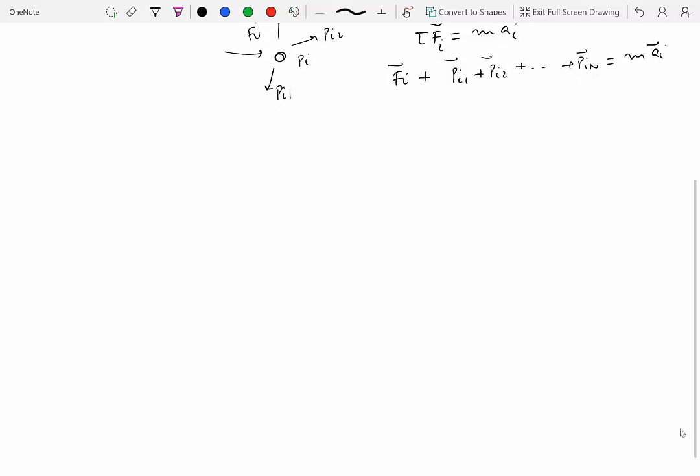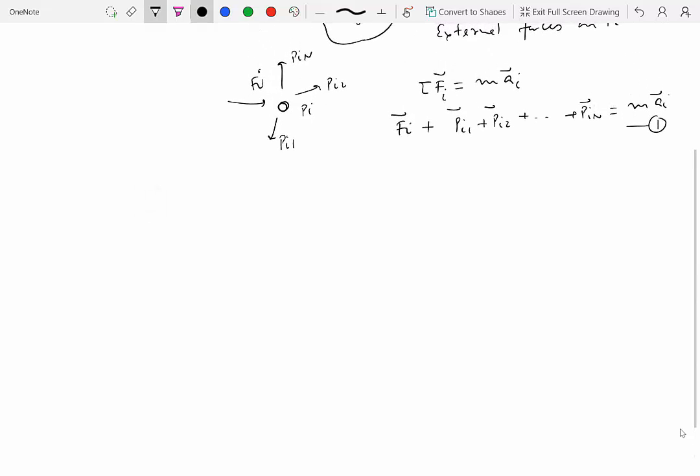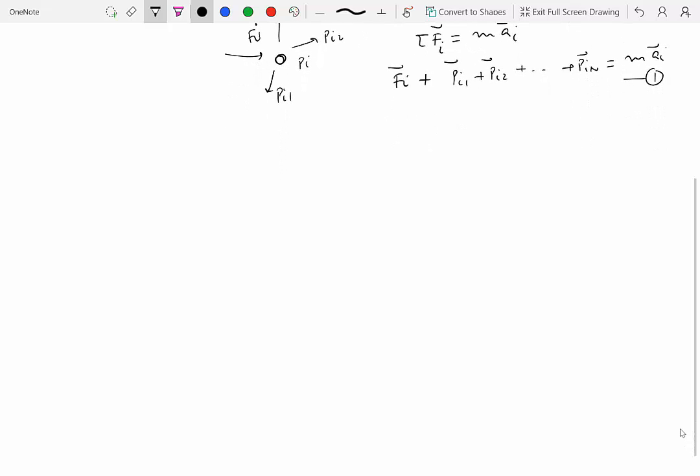Okay, so we get one equation of this sort, right? Similarly, we can write this equation for another particle, let's say pj, and we will have a similar equation like this. So if I have n particles, I will have essentially n such equations.